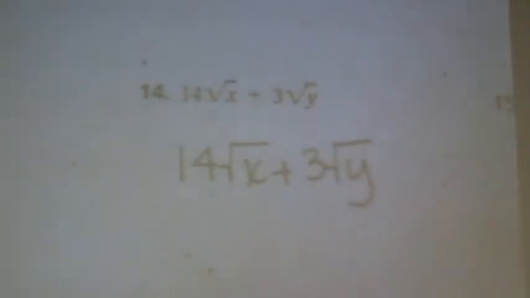Negative 2x. Negative 2 root x. Number 14, you cannot do that. But wouldn't it be 14 root x plus 3 root y? The radicals aren't the same. Yeah, the radicals aren't the same. Did you guys understand that one? Yeah. Okay. 14, good? And 15.